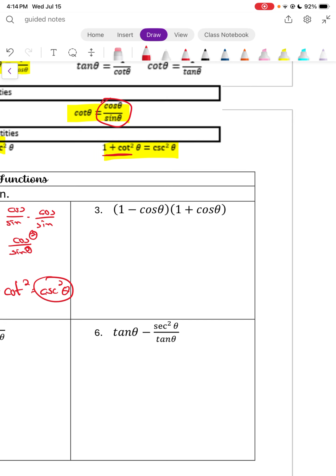Next one, I'm going to go ahead and multiply these out. You'll see why in just a second. We do have conjugates. So to multiply conjugates, first times first is 1. Negative cosine times cosine will be cosine squared.